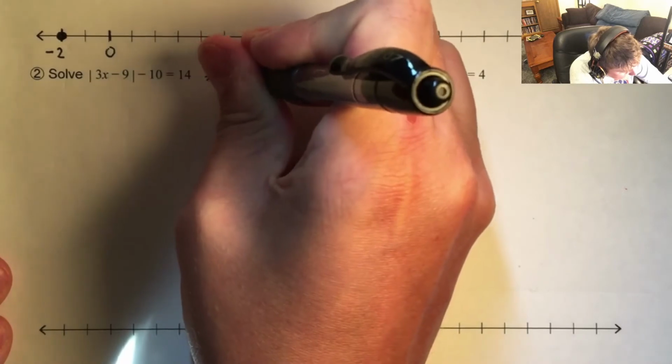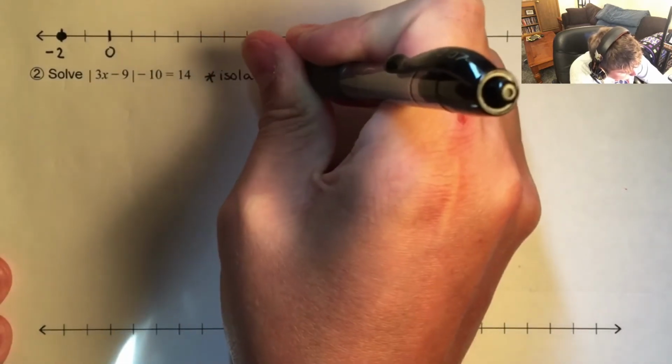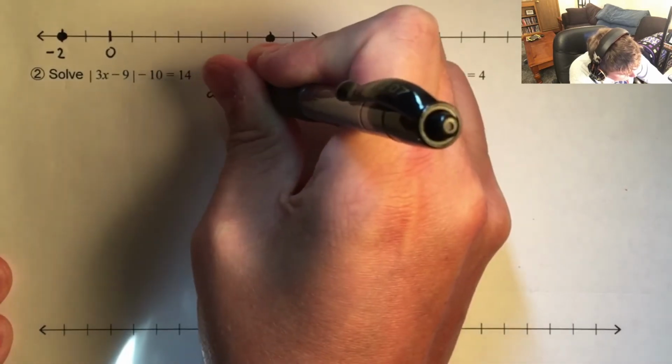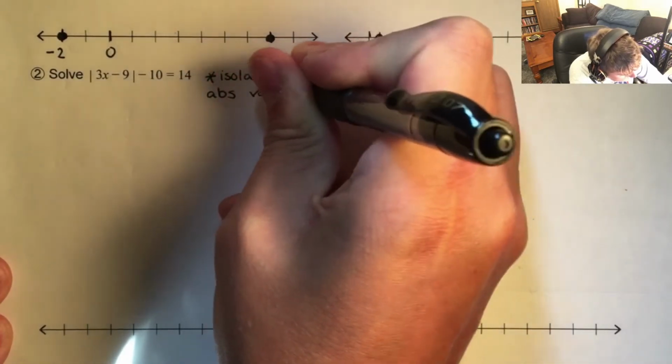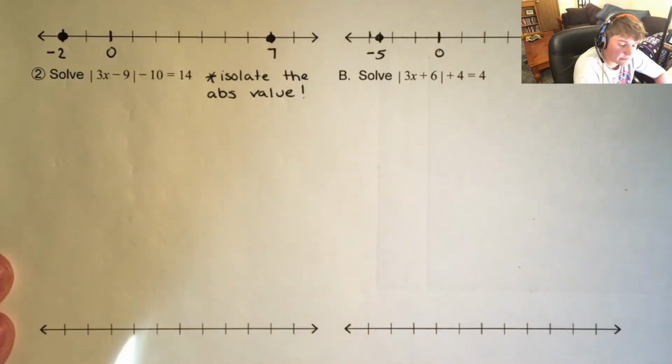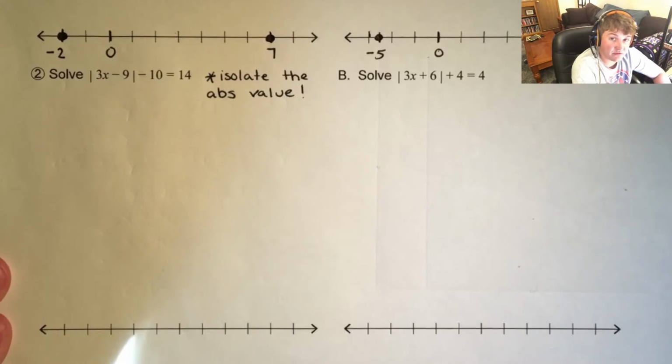Isolate the ABS. Okay, so ABS is going to stand short for absolute. So we want to isolate the absolute value. We want to get the absolute value part isolated totally by itself, and then we can just treat the problem as if it was a problem like 1 or A. So let's see what that looks like.